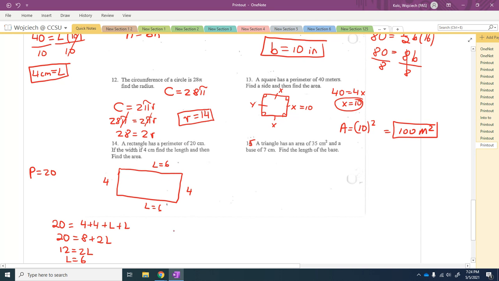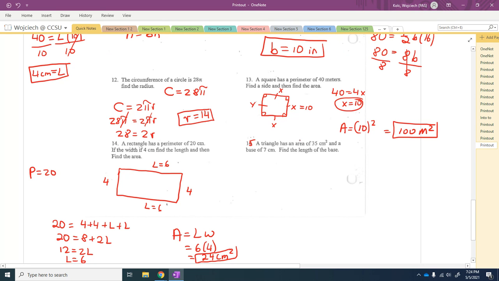Now, what will be the area? The area of this rectangle would be length times width. Please remember, you can also say base times height. So this will be 6 times 4, which is equal to 24 square centimeters.